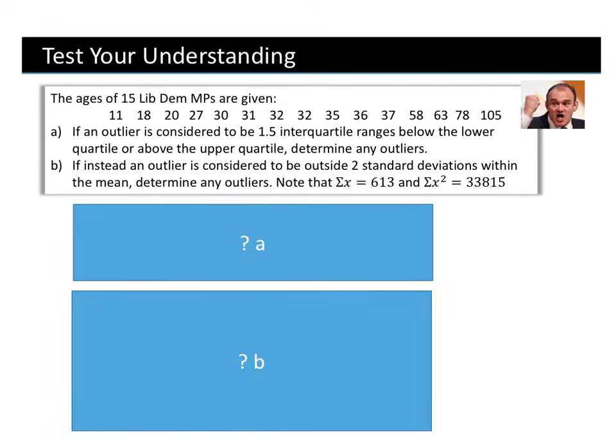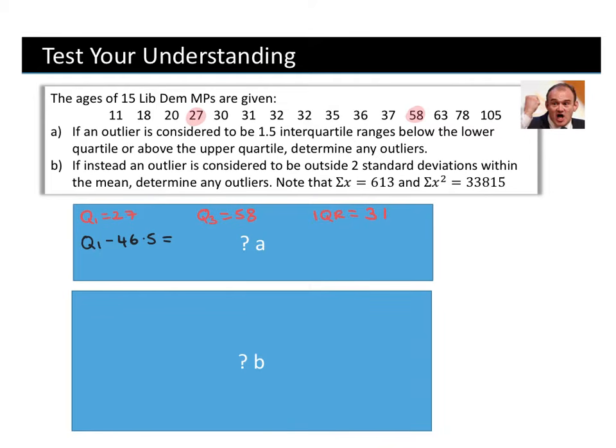Did anyone find the lower quartile? 27 is the lower quartile. And the upper quartile? 58, I'm assuming. So quartile 1 is 27, quartile 3 is 58, and we need 1.5 times the interquartile range. The interquartile range is 58 minus 27, 31. Perfect. Let's have a look at our lower boundary. 1.5 times 31 is 46.5. So quartile 1 minus 46.5 gives us our lower boundary.